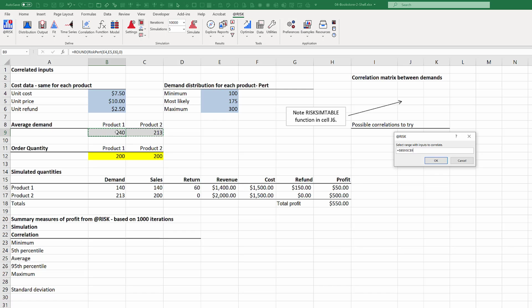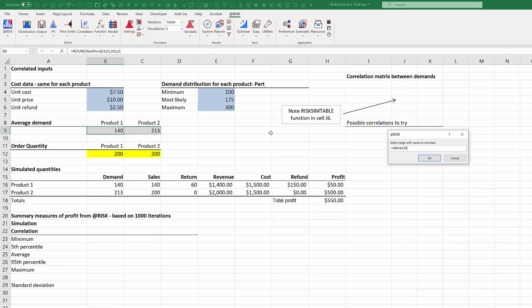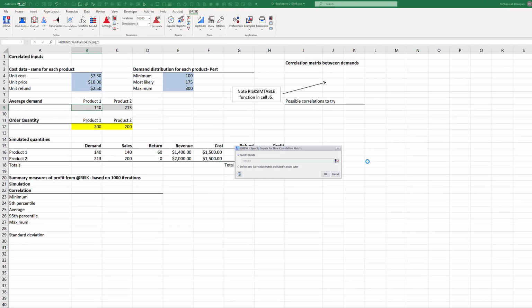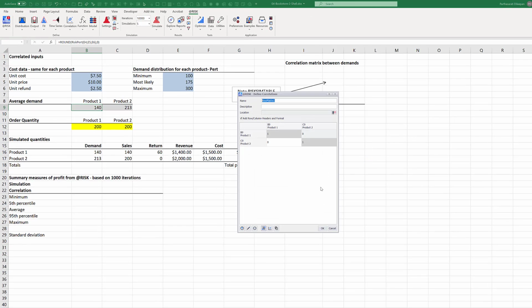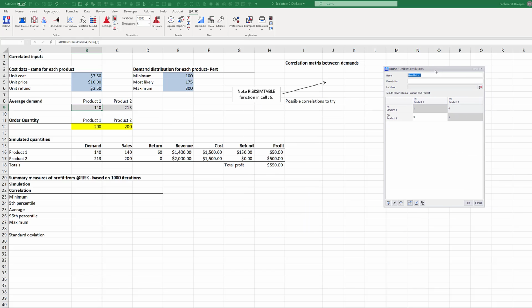But here we have a very simple example. So there are only two products. So we highlight those two products. All right, and then click OK, and then that opens up a matrix where of course the diagonal is going to be 1, because diagonal will be product 1 versus product 1, product 2 versus product 2. So that is correlation with itself is going to be 1.